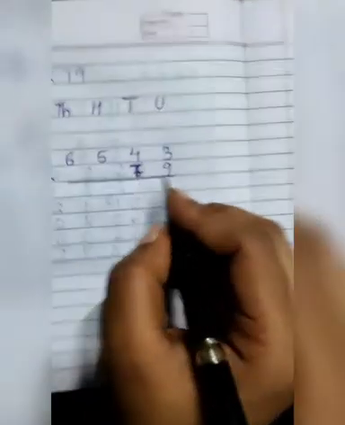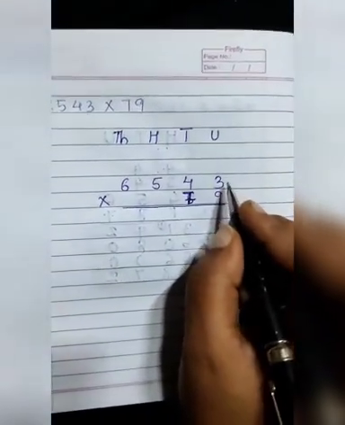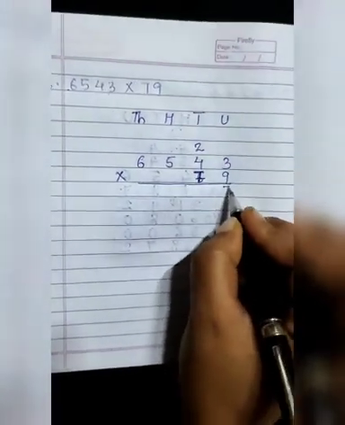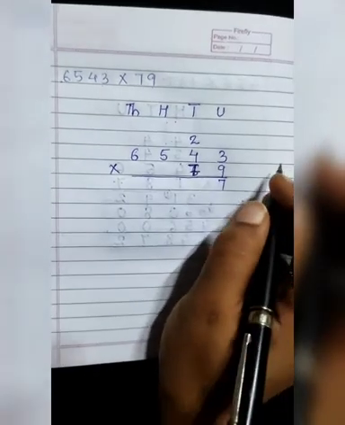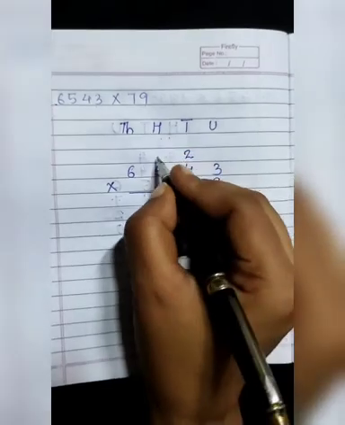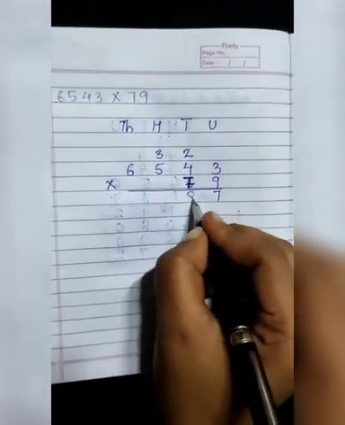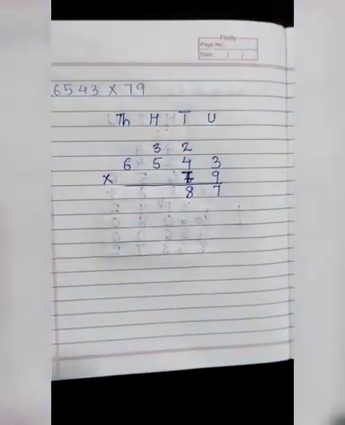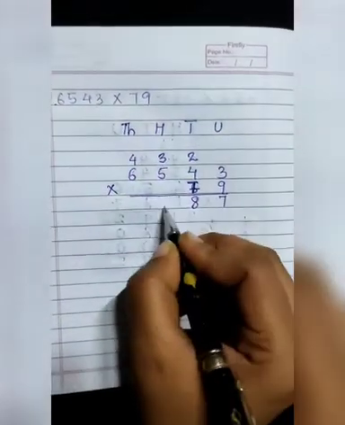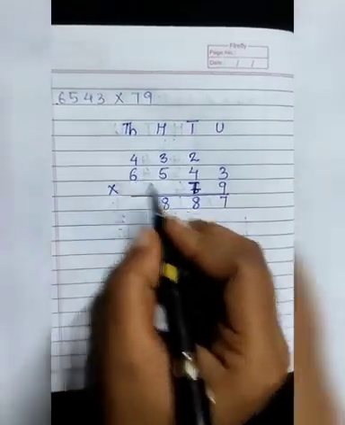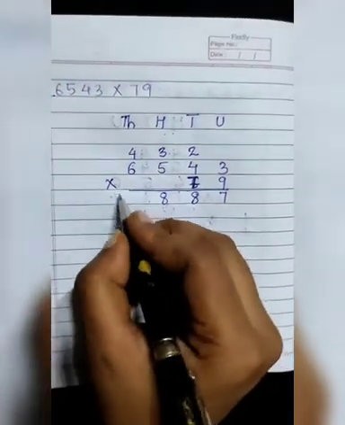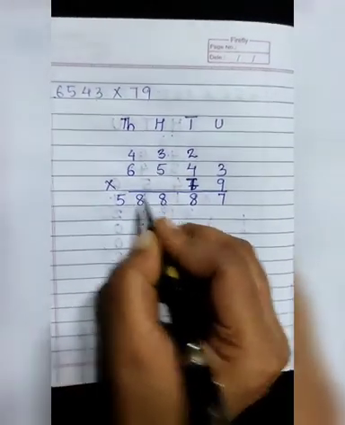So let's start. 9 multiplied by 3 will be 27. So 2 I am going to write here and 7 here. 9 fours are 36. So plus 2 will be 38. So 3 here, 8 down. 9 fives are 45. Plus 3 will be 48. 4 down, 8 here. 9 6s are 54. Plus 4 will be 58. So we will write down.